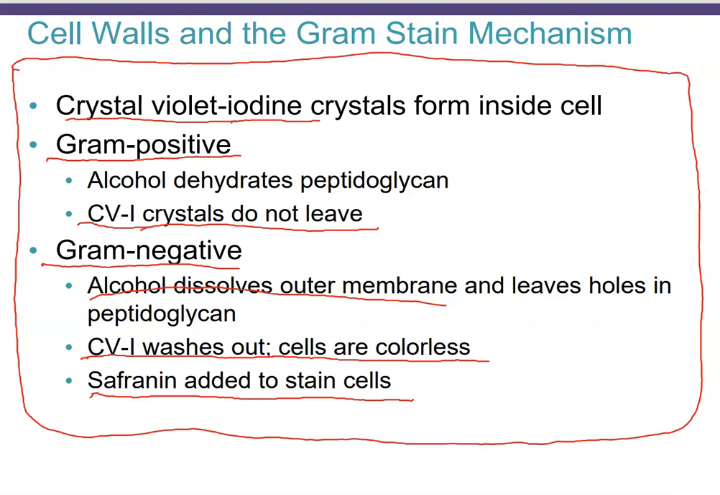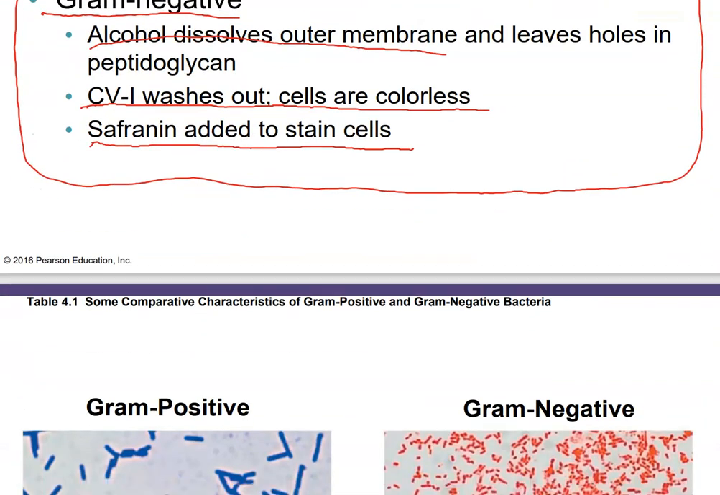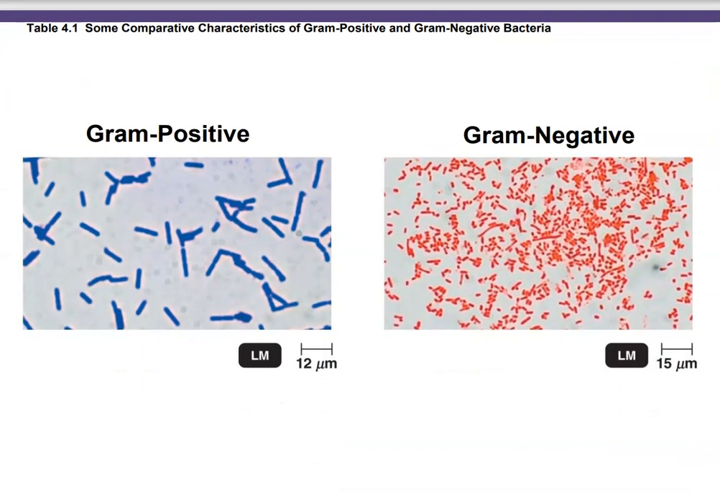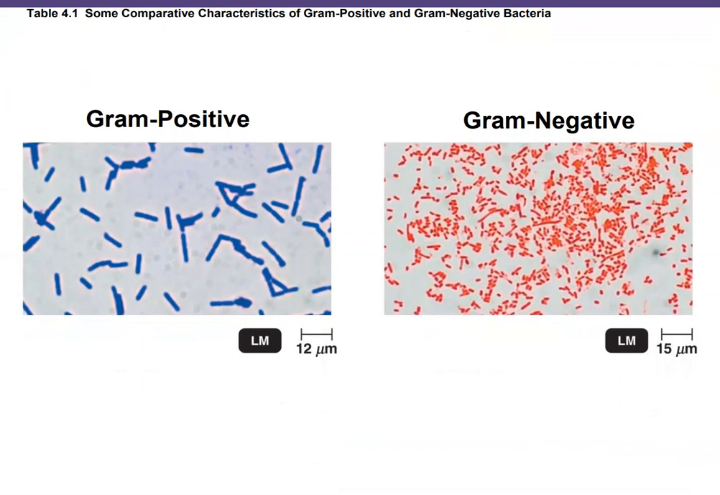All microbiology students need to know the steps of the gram stain and how it works. And if you did everything right, then you should see something like this. Gram-positive cells will show up dark purple from the crystal violet that they retained. You see that over here. That was the gram-positives.